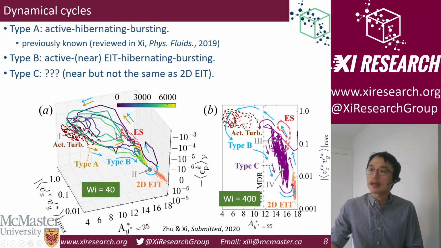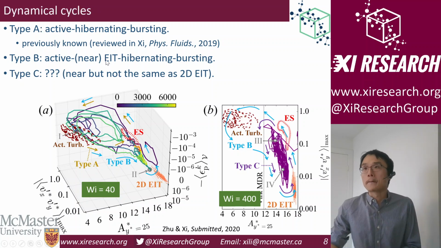So what happens here is that if you look at this Weissenberg number equals 40 trajectory, it spends some time in this active turbulence, but it runs away in two kinds of cycles. One is these smaller cycles. It will go to this so-called edge state, which basically governs the laminar-turbulent transition, and it will come back. We call this type A cycle, and this is essentially the same as the previous active-hibernating bursting cycle that we knew 10 years ago. This was the first scenario I discussed before.